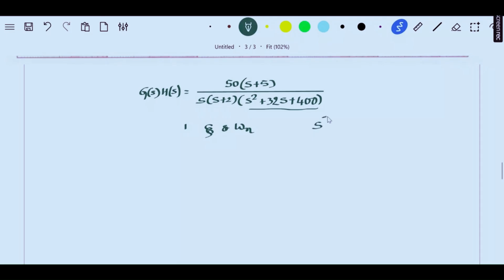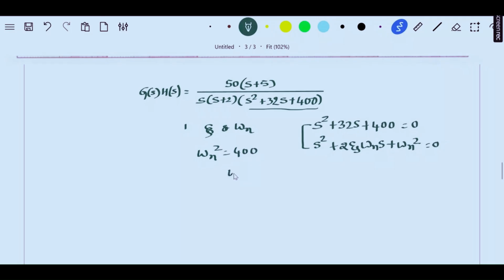If you take s square plus 32s plus 400, omega n we already calculated earlier. The corner frequency is omega n, which was 20. Anyway, we'll do it again. If we compare this equation with the standard second order equation, s square plus 2 zeta omega n s plus omega n square, we can easily say that omega n square is 400, where omega n is equal to 20. So this is the natural frequency omega n.